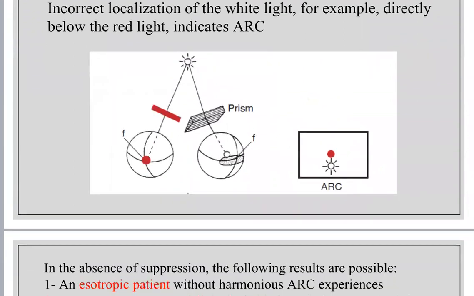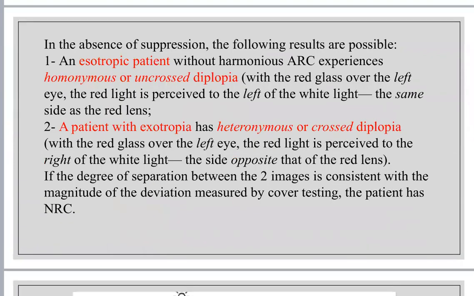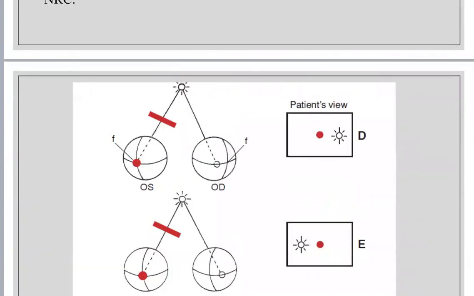Here you have, as I told you, anomalous retinal correspondence. They are in line with each other after putting the prism. In the absence of suppression, if this patient has no suppression, look at the possibilities here. Here, this patient has normal retinal correspondence, and this light, which is yellow, will be to the right of the red. This will indicate what? This will indicate isodeviation or exodeviation.